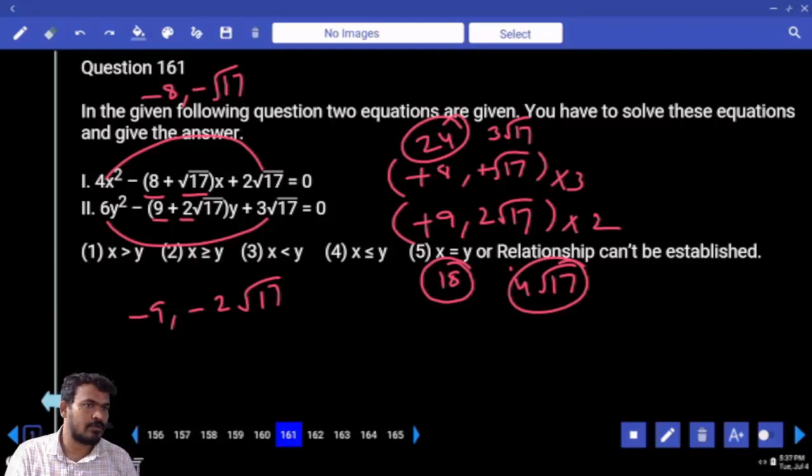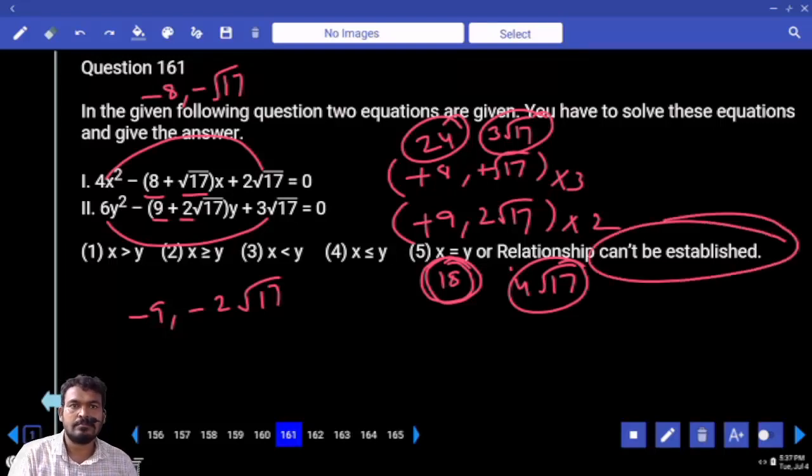Obviously greater, because root 17 is nearby 4, more than 4 but less than 5. Obviously 24 is more than 4 root 17. And 3 root 17 compared to 18 is lesser, because root 17 is more than 4 but less than 5, means 3 4s are 12, 3 5s are 15. 3 root 17 is less than which one? 18. Then answer? No relation.